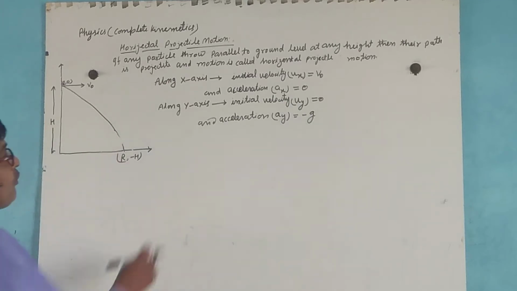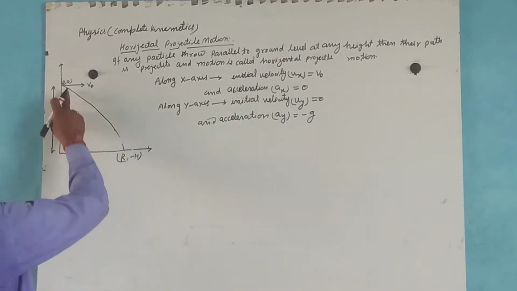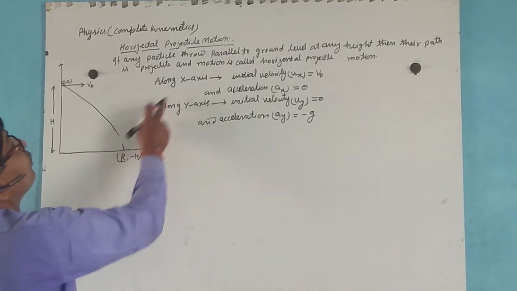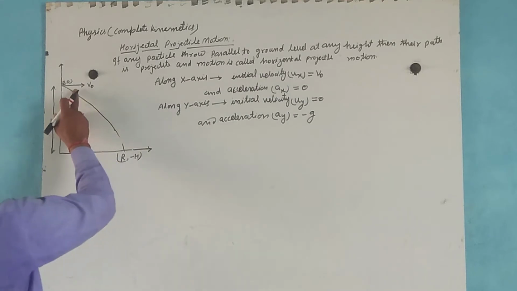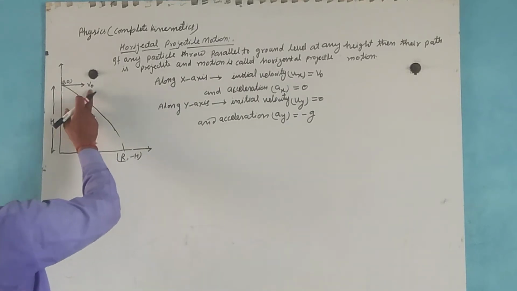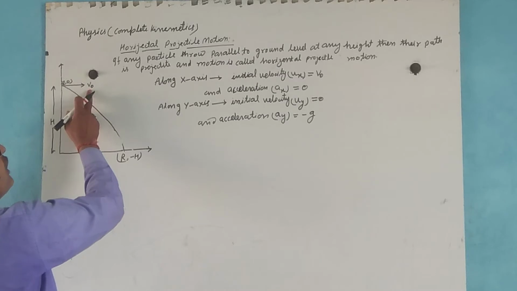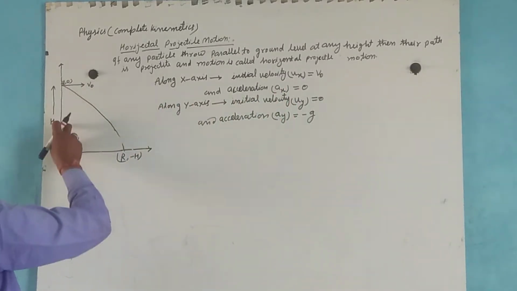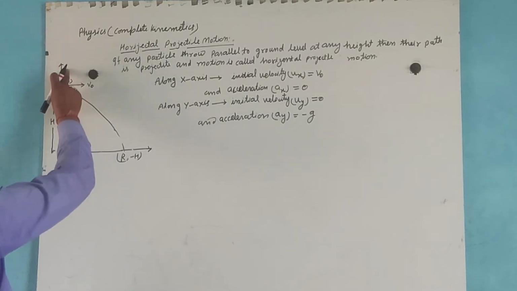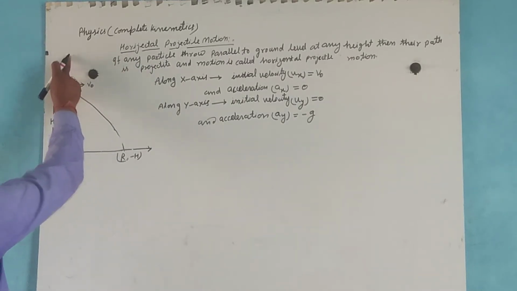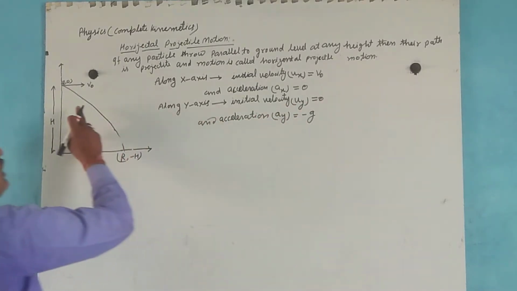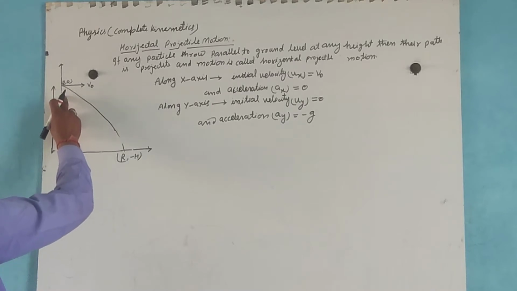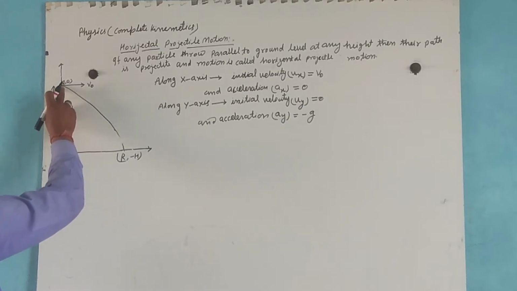Now along the x-axis, the initial velocity ux is equal to v0 and acceleration ax is equal to 0, and along the y-axis the initial velocity uy is equal to 0 and acceleration ay is equal to minus g. In this case, this is the origin.